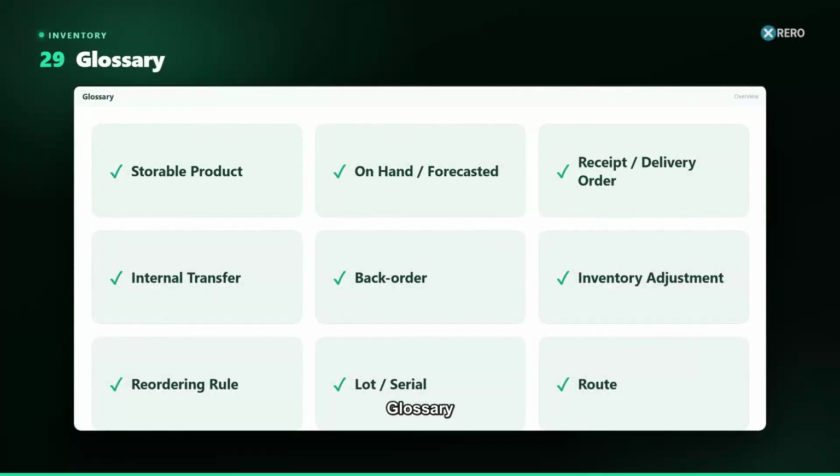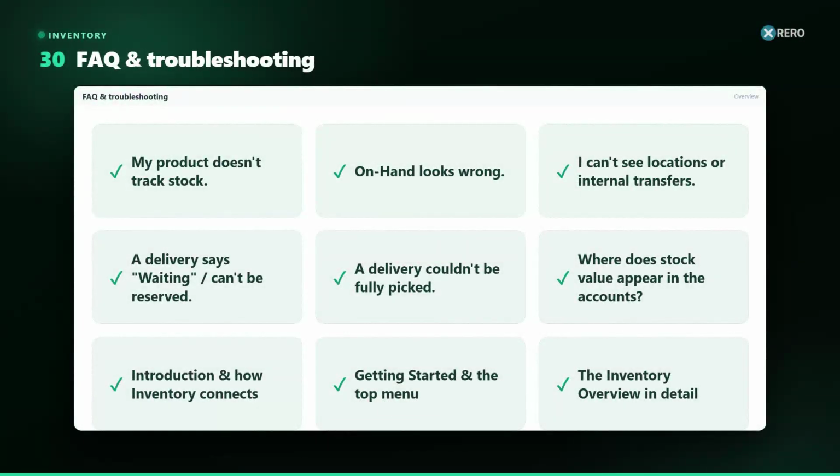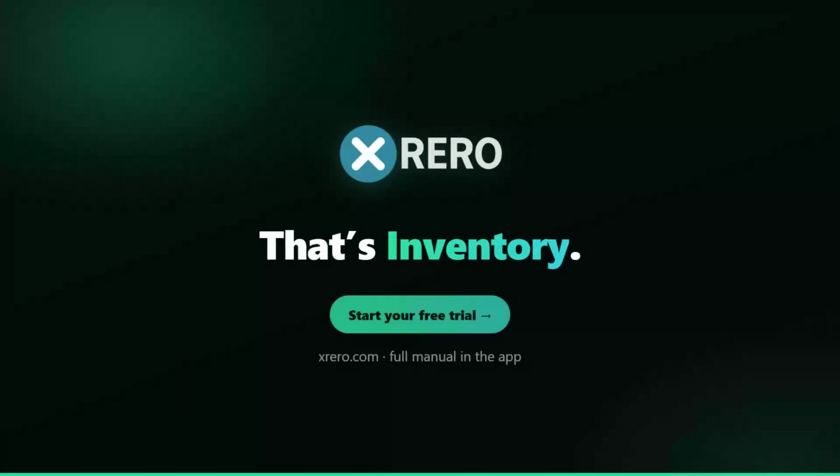Glossary. Set its product type to storable product. Only storable products keep an on-hand quantity. That is Xrero Inventory.